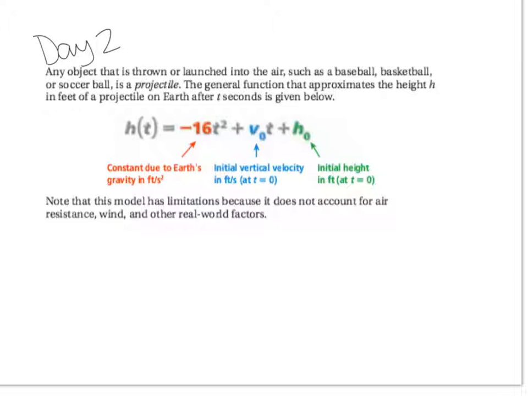And the general function we're going to use is this one, where the height after t seconds equals -16, which is what we use because of the Earth's gravity, t squared, plus v sub 0, which is the initial vertical velocity, times time, plus h sub 0, which is the initial height. And this is just a very basic model, it doesn't account for air resistance or any of that.